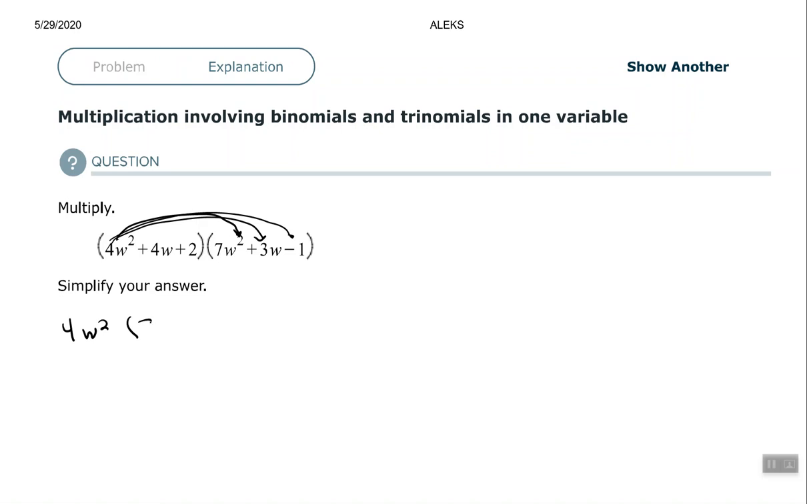So 4w squared times 7w squared, plus 4w squared times 3w, plus 4w squared times negative 1.